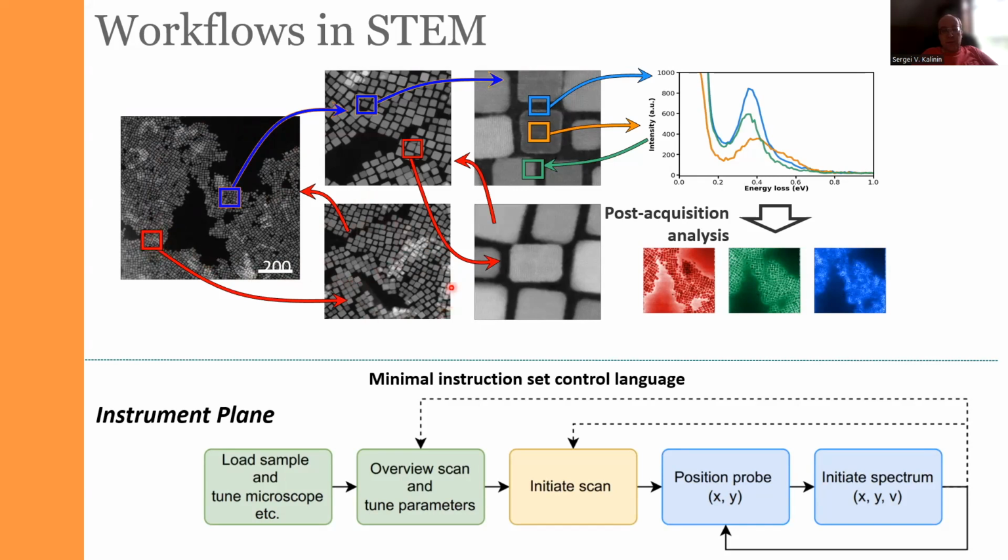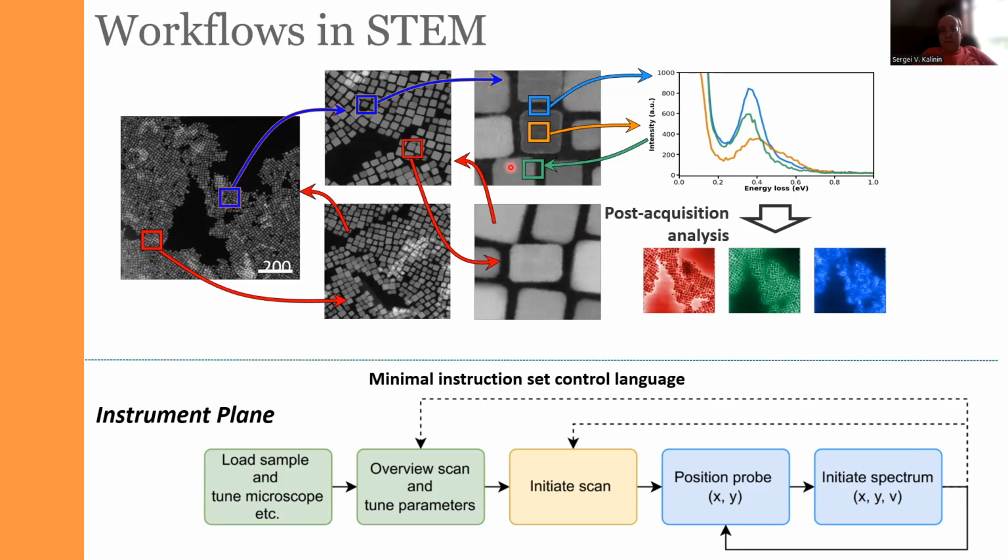Let's assume that for whatever reason I don't like this region, I will zoom out. I will choose another region. I will zoom in here. I can repeat this process several times, sort of zoom in and zoom out several times. Finally, I identify the region of the material that is interesting.